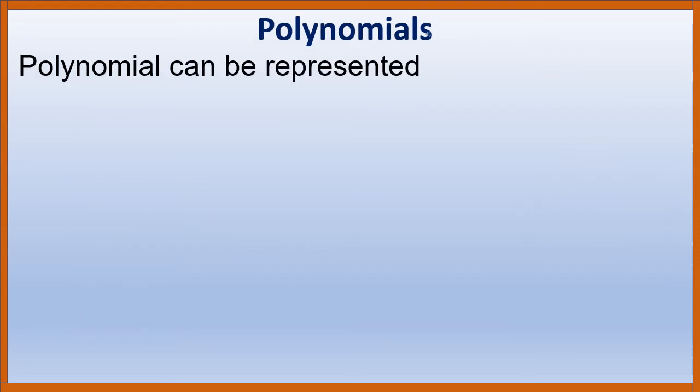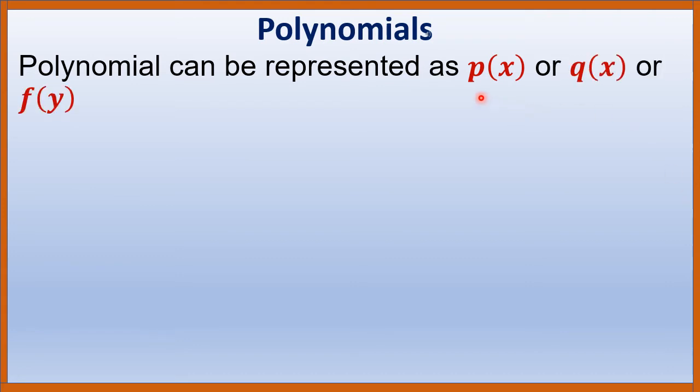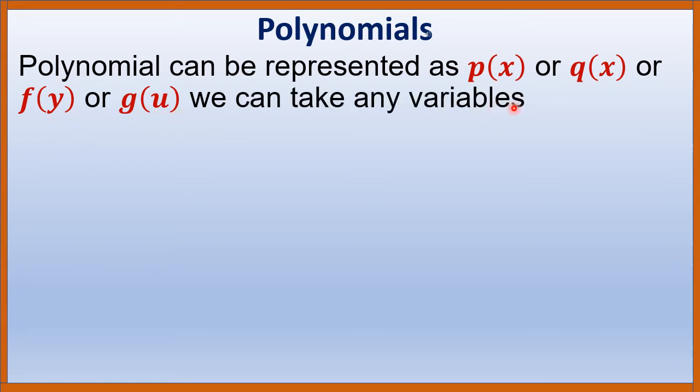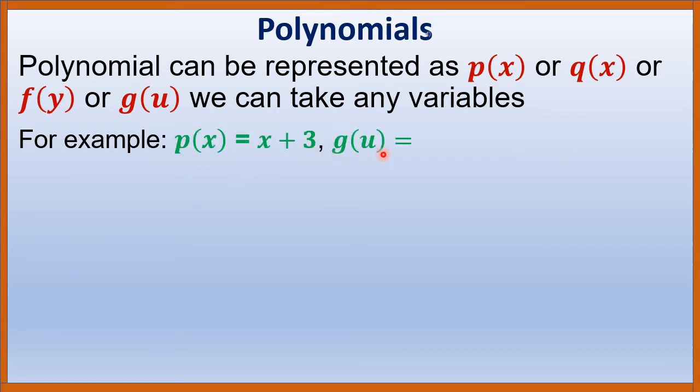A polynomial can be represented as p of x or q of x or f of y or g of u. We can take any variables. For example, p of x is equal to x plus 3. g of u is equal to 3u square plus 2u minus 1, where this x and u represent the variables involved in this polynomial. Here we have used only one variable, here x and here u.